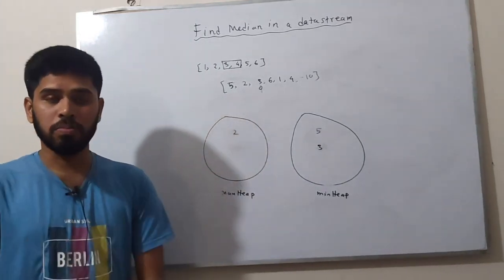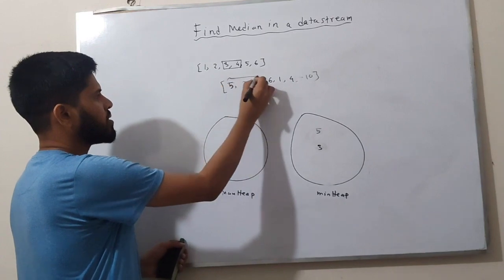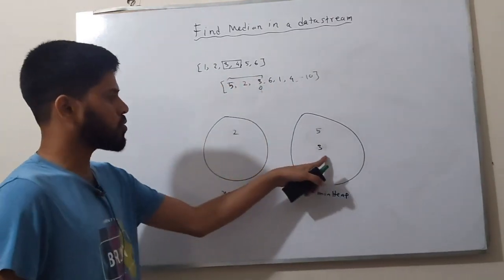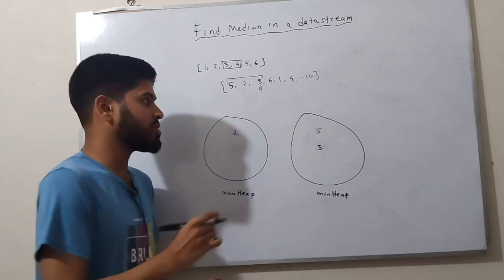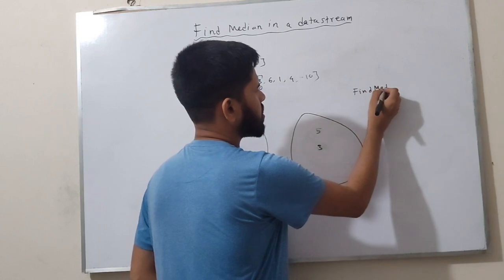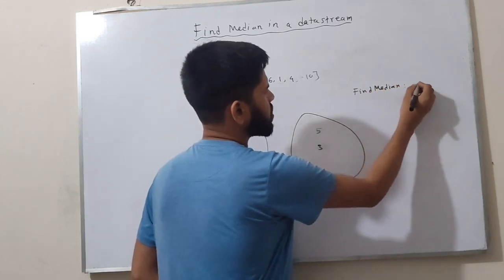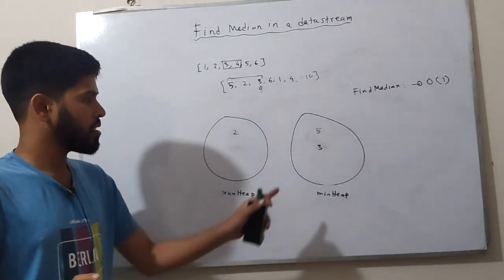Now if I ask you, please tell me the median. What is the median in here? Median is 3. We can find that out in constant time. So find median will take constant time complexity. Alright?